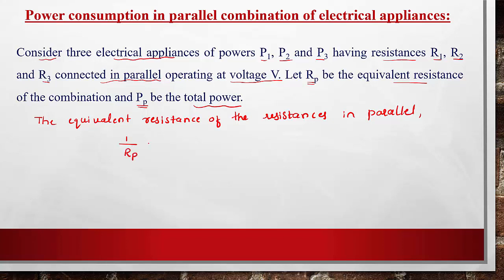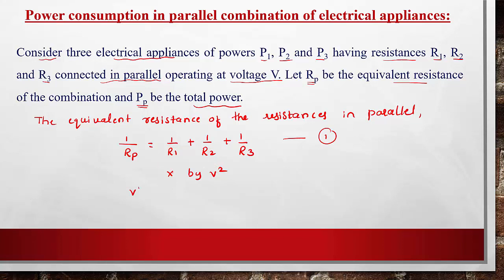1 by Rp is equal to 1 by R1 plus 1 by R2 plus 1 by R3. Let us take it as equation number 1. This is for parallel combination. Now I am going to multiply both sides by V square. Let us multiply it by V square on both sides.